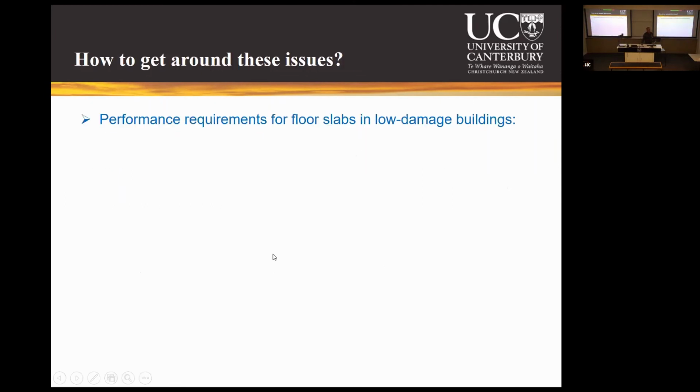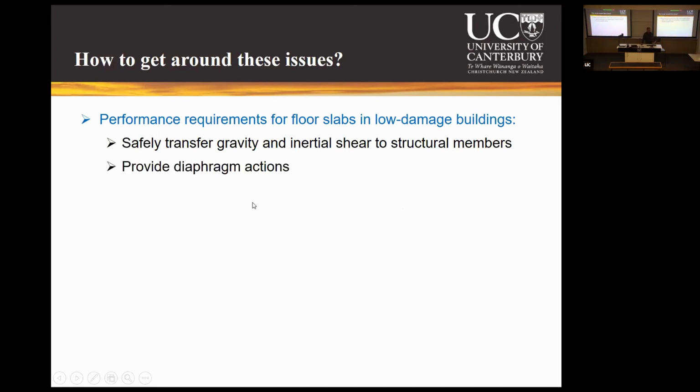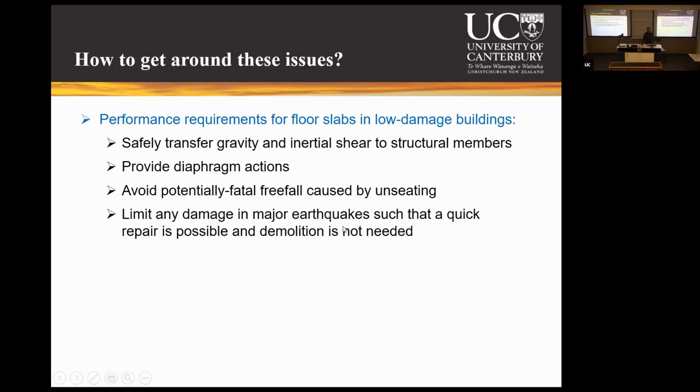So now let's look at the last slide: how to get around these issues. Performance requirement for floor slabs in low damage buildings. According to me, the performance requirement is to safely transfer gravity and inertial shear to structural members, to provide diaphragm action, to avoid potentially fatal free fall caused by unseating, and to limit any damage in major earthquakes such that a quick repair is possible and demolition is not needed.